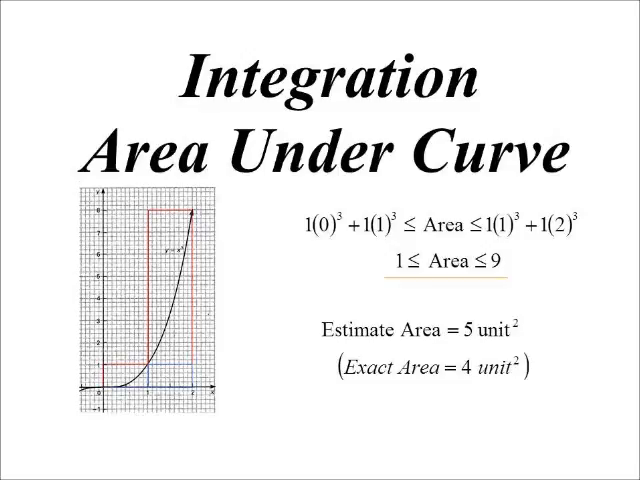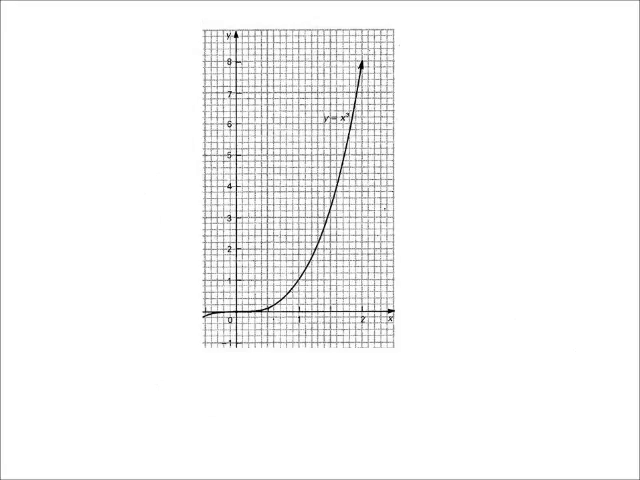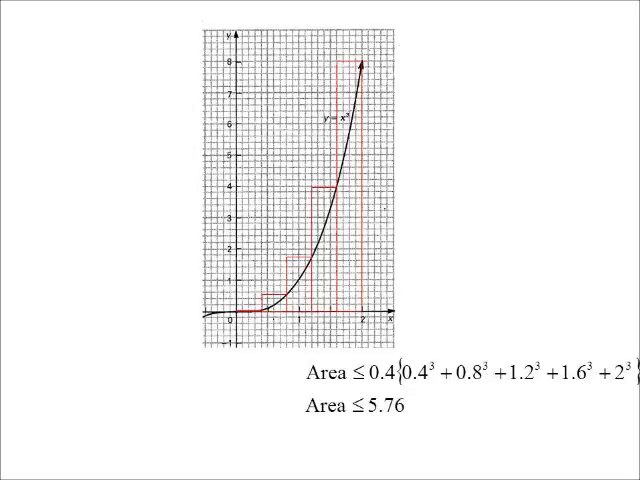But what I can do to improve my estimate is increase the number of rectangles I use. Same idea, but this time, instead of drawing 2 rectangles, I've drawn 5. The area is still over, but certainly by less than the last one, so I now know it'll be less than. All of these rectangles have a width of 0.4, and the heights depend on where it is on the curve, so 0.4 cubed, 0.8 cubed, and so on. So less than 5.76. We've certainly got that down quite dramatically, from 9 to 5.76.